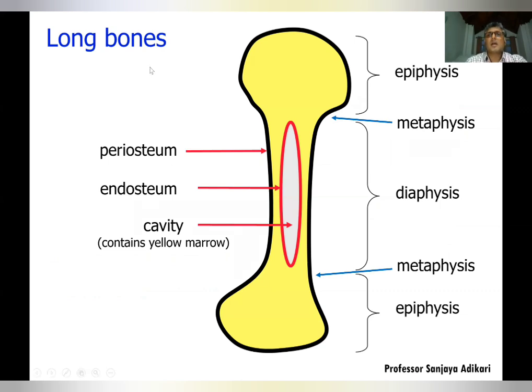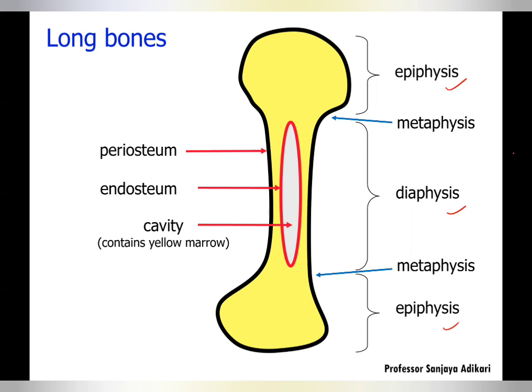Then the general structure of a long bone. There are several important parts in a long bone. The two ends of a long bone are called epiphyses. Singular is epiphysis and plural is epiphyses. So you have two epiphyses on either side, and in the middle you have a diaphysis.